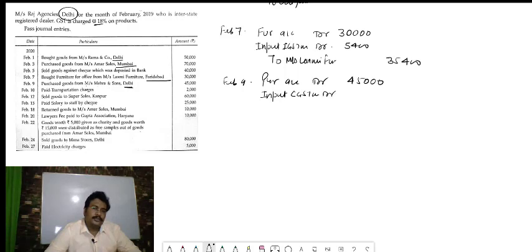CGST account debit. 45,000, 18%. How much will it come? It will come 8,100. Find out, 45,000, 18%, 8,100. So this 8,100 will be equally divided as 4,050 and to input SGST account debit 4,050.